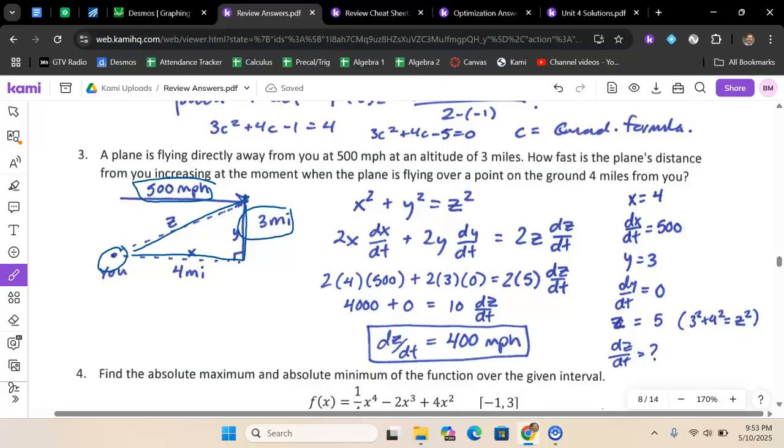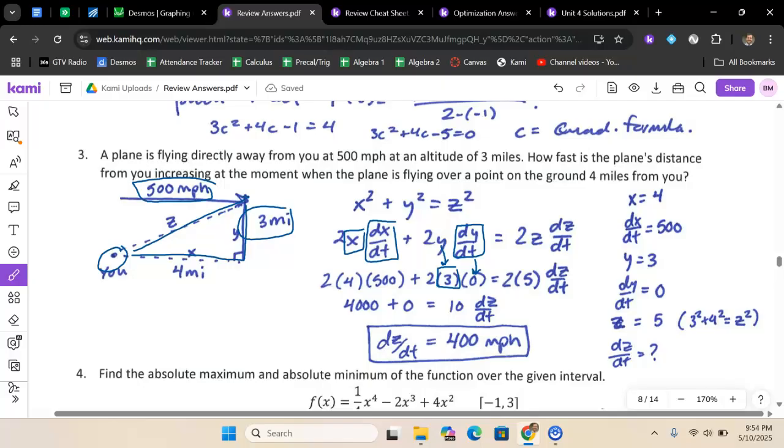And then at that point in time on this problem, you've got 6 variables, right? So we've got x and dx dt, and then the same for the other 2 variables, y and dy dt, and so forth. The x, y, and z, those are at the moment we're concerned about, right? So we do know that y is always going to be 3 because the plane is flying at that consistent altitude of 3. So that's why y is 3. And that's also why dy dt is 0, because y is not changing, right? It's always 3.